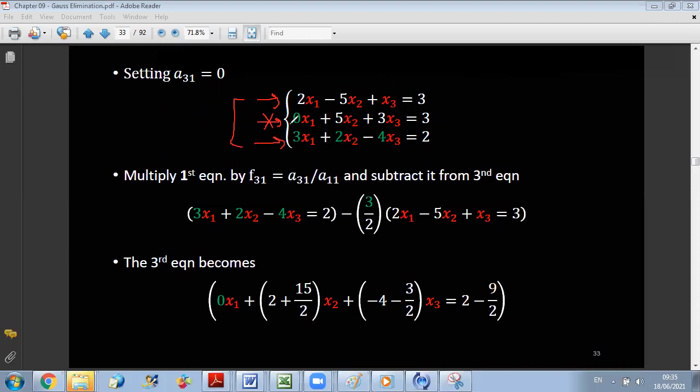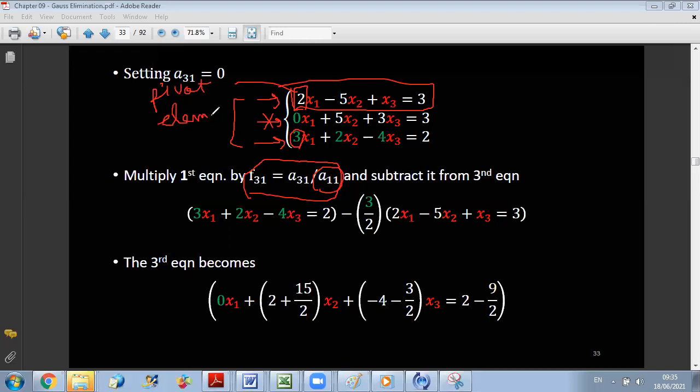Okay? So now in this step, this is still my pivot equation. And my pivot element is 2. Because now I will multiply the first equation by which term? Now I will multiply the first equation by a31 over a11 اللي هو 3 over 2. يعني هيدا هو my pivot element because I'm dividing by it. Okay, I will multiply the first equation by 3 over 2.